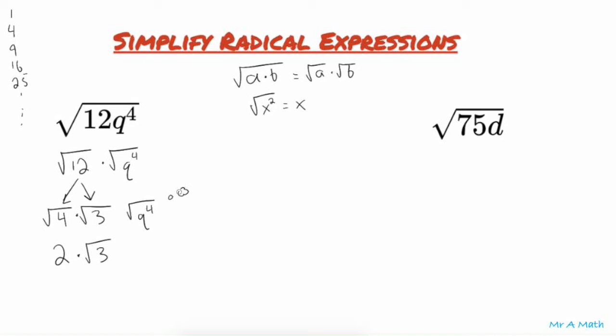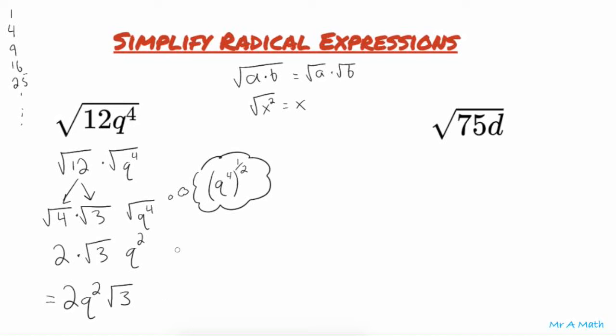This is where it's really helpful to think about what a square root is. Instead of writing the square root of q to the 4th power, I can think of it as q to the 4th power to the half power. So if I know my product rule, which I'll put a link to in the top right of the screen right now, I know that multiplying these two exponents is how I'm going to simplify this. That is going to leave me with q to the 2nd power. And so now I can just rearrange everything into the right form. My final answer will be 2q to the 2nd power times the square root of 3.